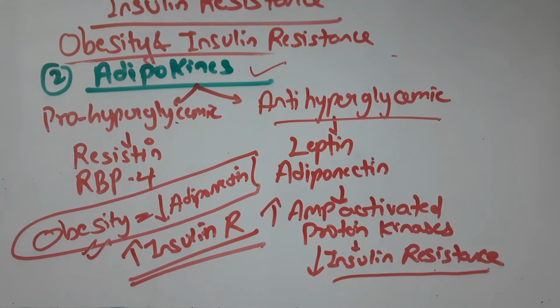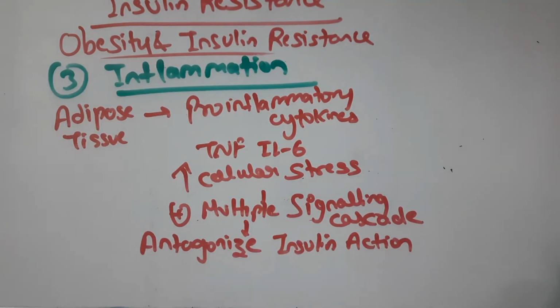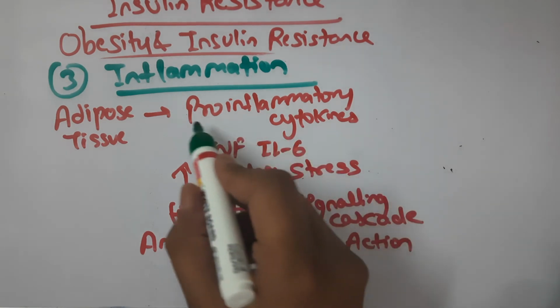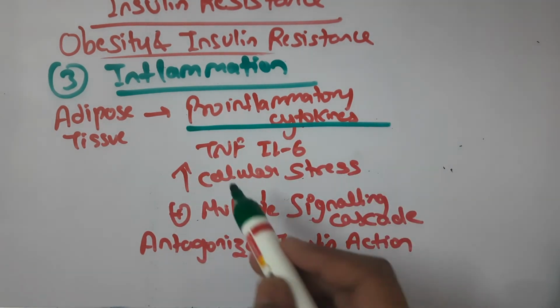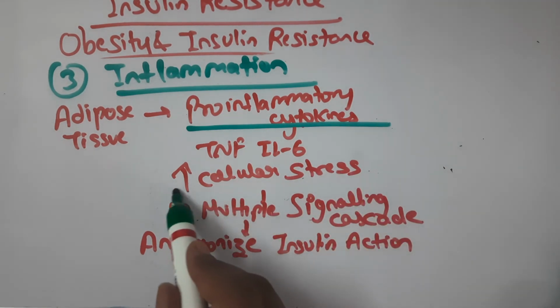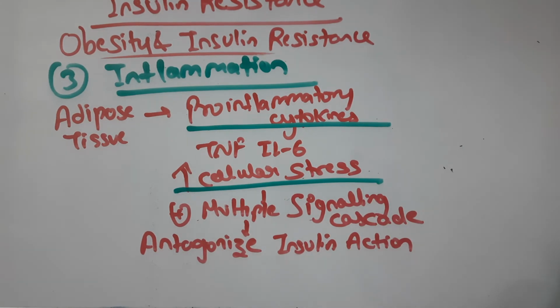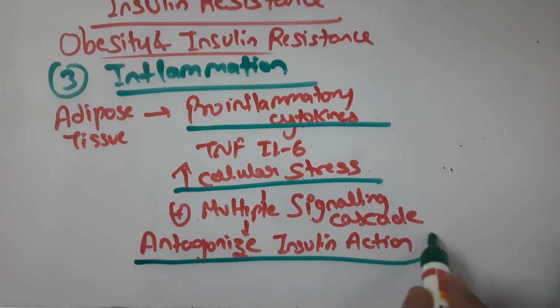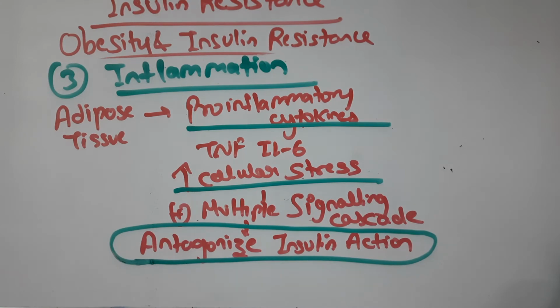So this is how adipokines are involved in insulin resistance. The third factor is inflammation. Adipose tissue secretes a variety of pro-inflammatory cytokines like TNF and interleukin 6, and these pro-inflammatory cytokines increase cellular stress. This stress stimulates multiple signaling cascades, which are responsible for antagonizing insulin action. So this is how inflammation causes decreased insulin action, or insulin resistance.